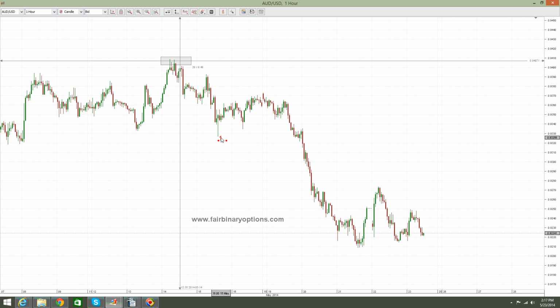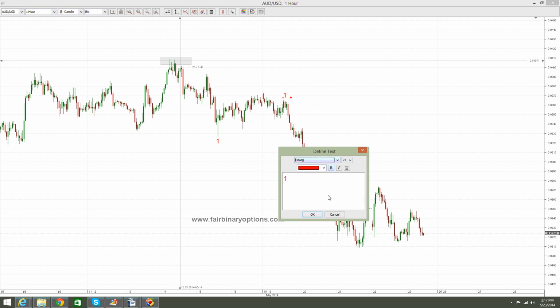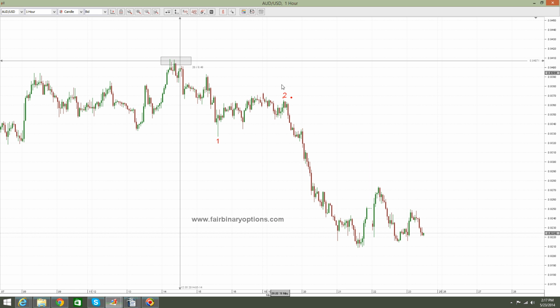Like this. Then of course to have a second wave here, or here, it doesn't really matter. Then a third wave all the way to the downside here.